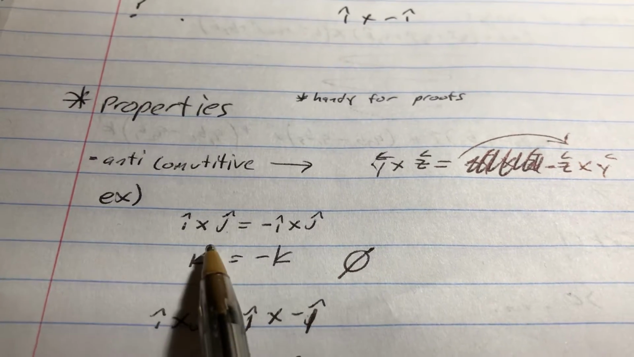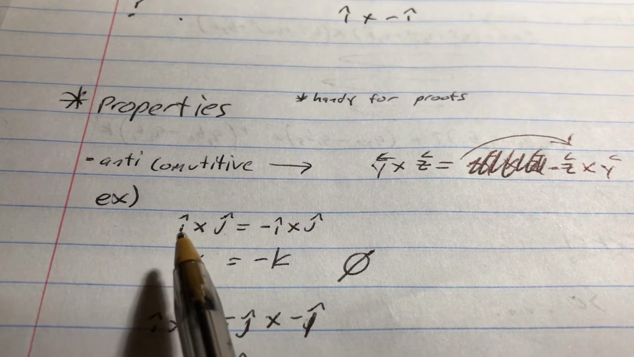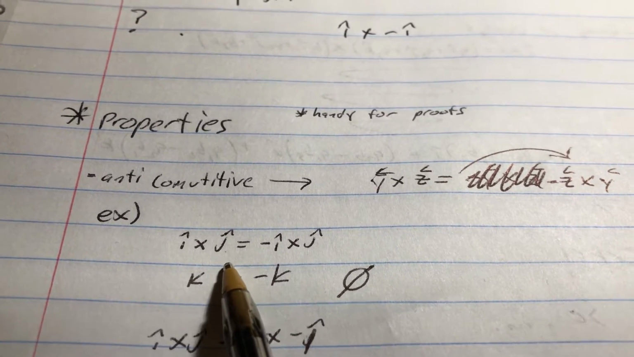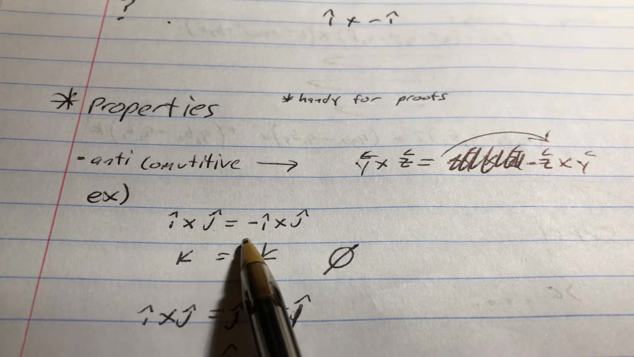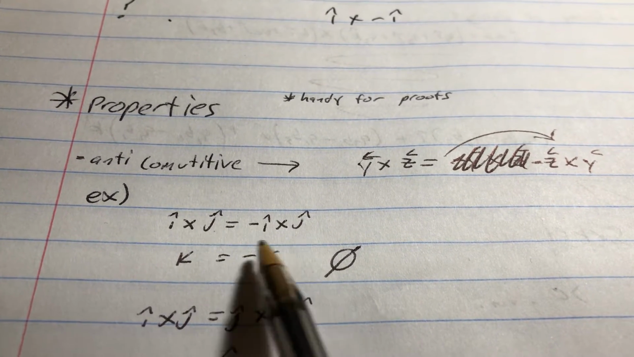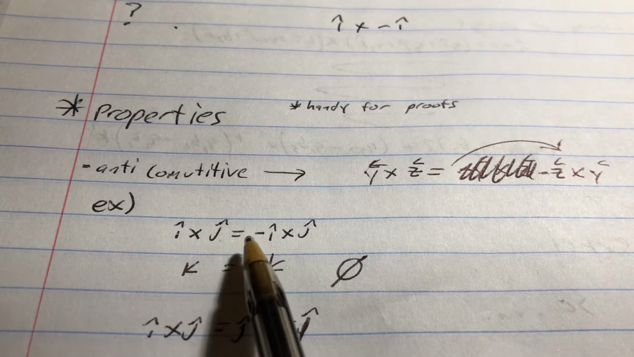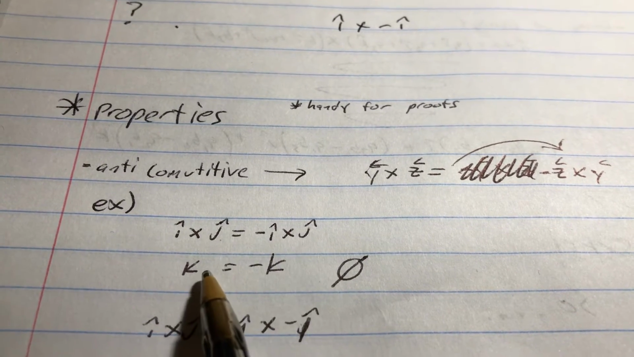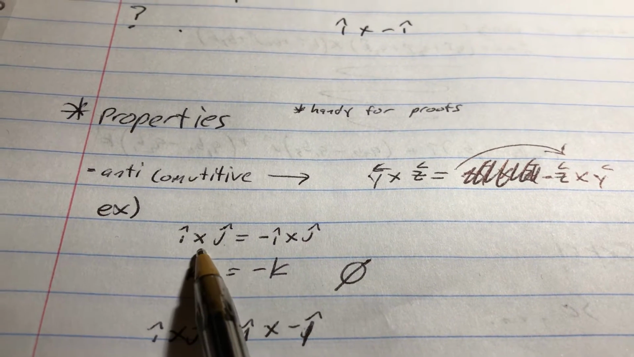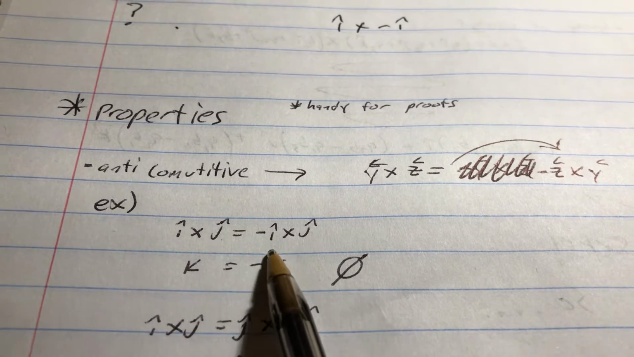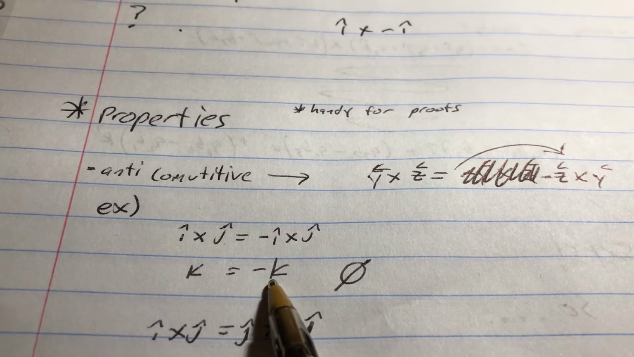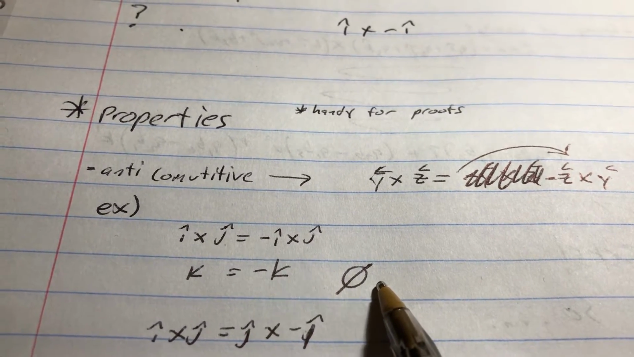Not to be mistaken, and I have an example here. Say I have i cross j. It does not equal negative i cross j. So you can't just take i cross j and then negative i cross j. That comes out to be a k there. i cross j is k, and a negative i cross j is just a negative k. And that is not true.